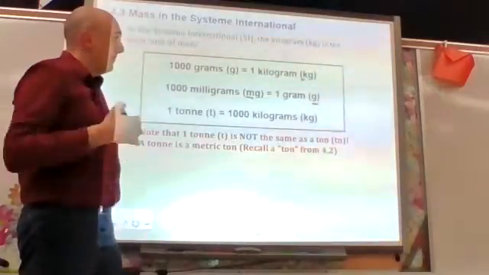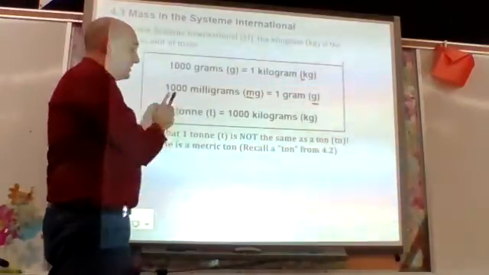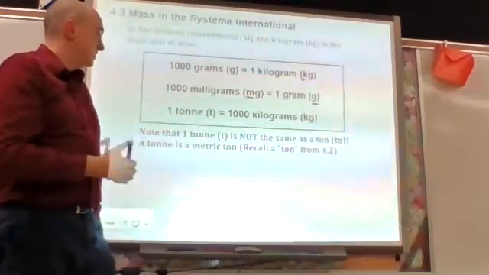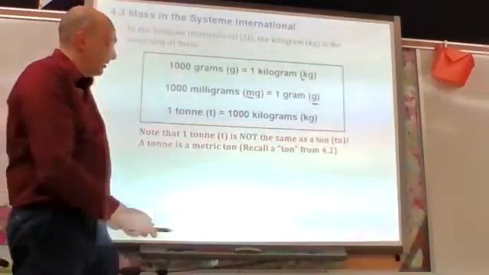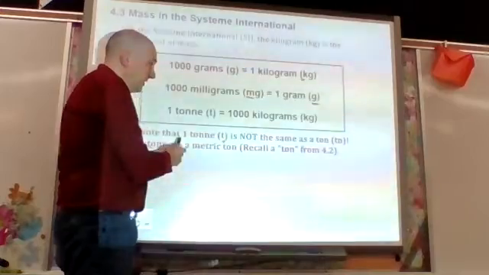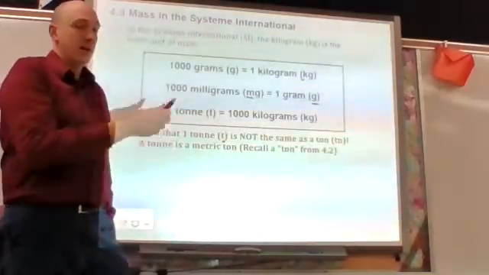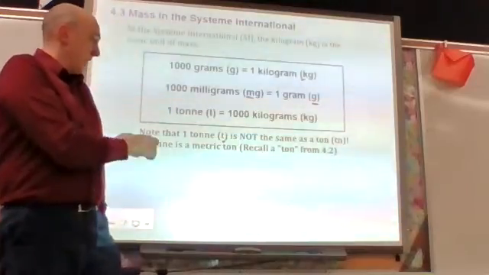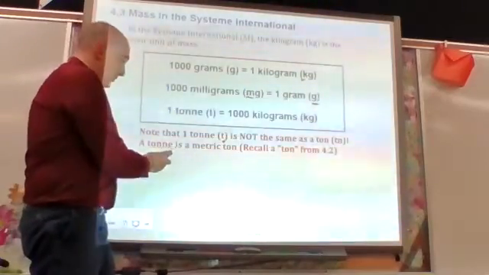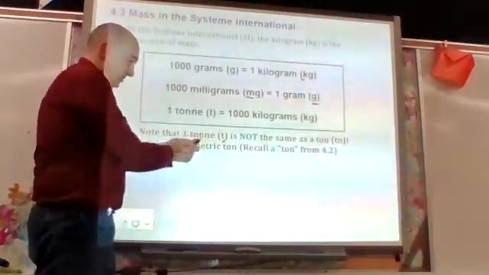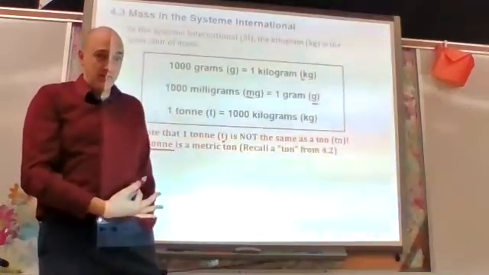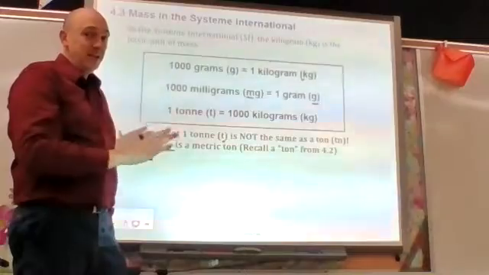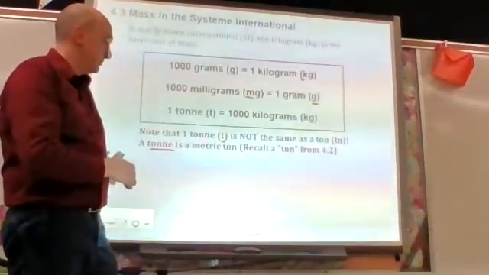And going even bigger than our kilograms, we have a ton. And a ton is 1,000 kilograms. And please note that this ton, abbreviated just T, is not the same as an imperial ton, which has the abbreviation TN. A ton spelled with an E, abbreviated as just T, that's the metric ton. Okay, so slightly different, important to notice the difference between those two.